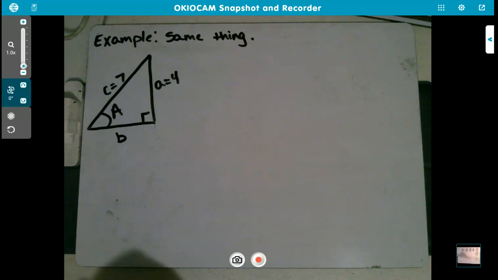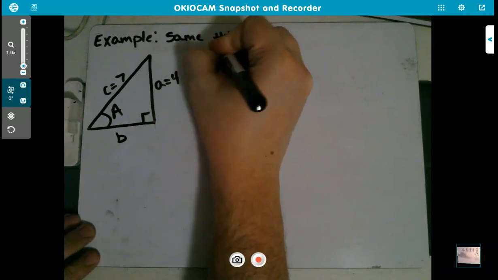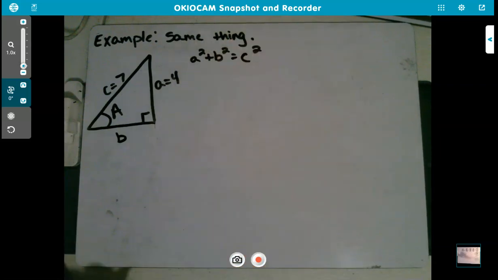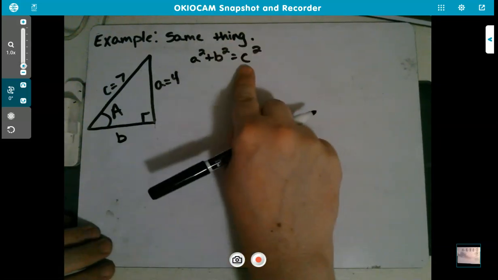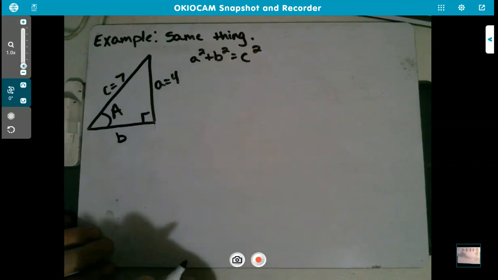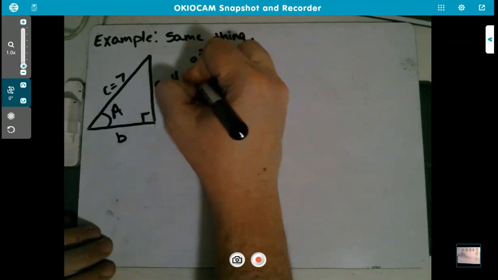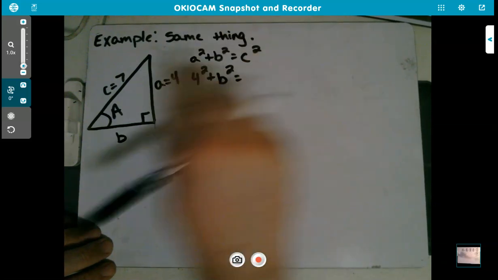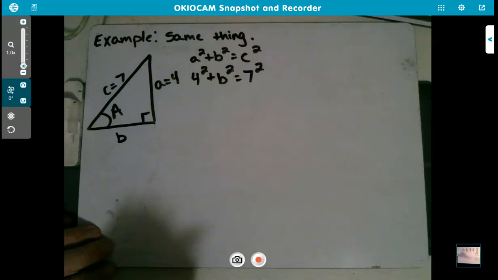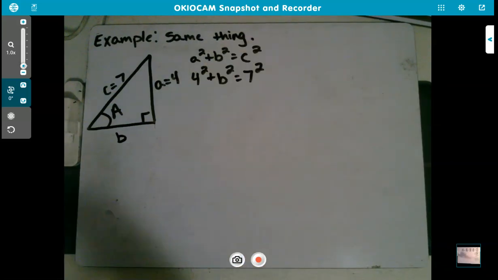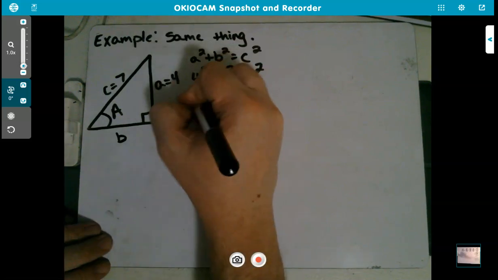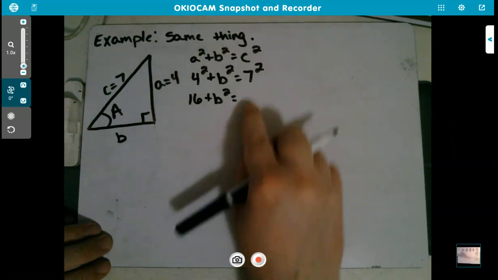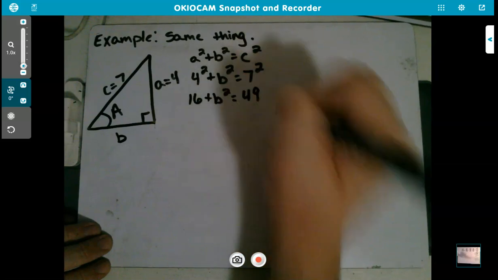So this is going to work the same way, except instead of solving for C, I'm going to solve for B. Okay, so I still want to use the same a squared plus b squared equals c squared thing. Same thing. Except now I know a and c, and I want to use those to solve for b. Okay, so a I know is 4, so that's going to be 4 squared. I don't know b, and so that's going to stay b squared. And then I know c is equal to 7, so 7 squared. And then now let's work that out. 4 squared is 16, so 16 plus b squared equals 7 squared is 49.